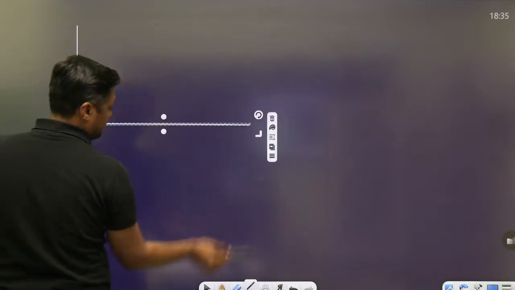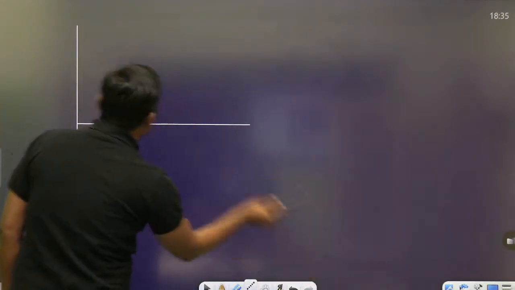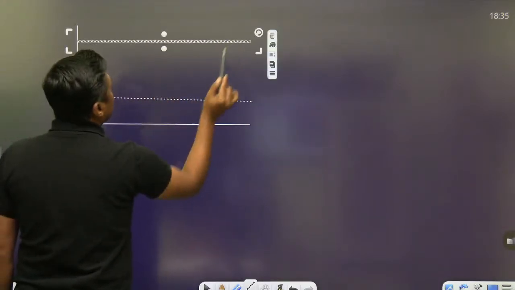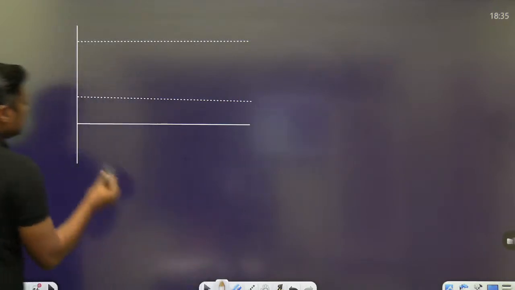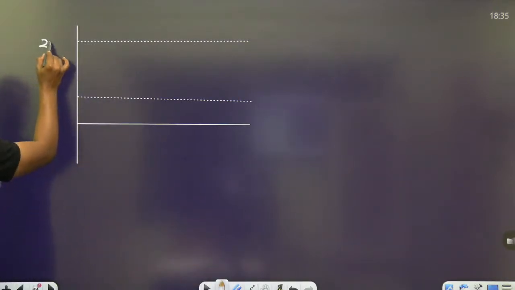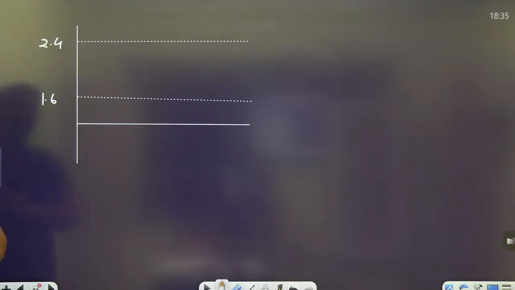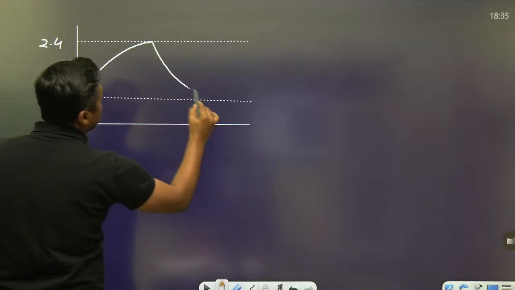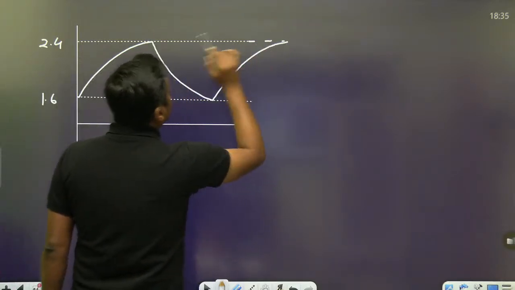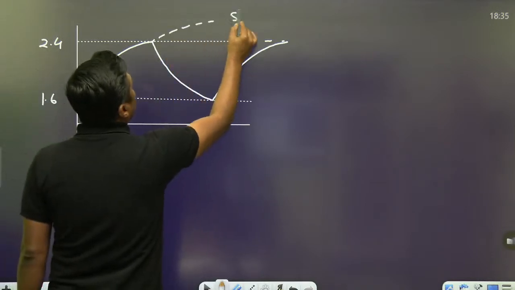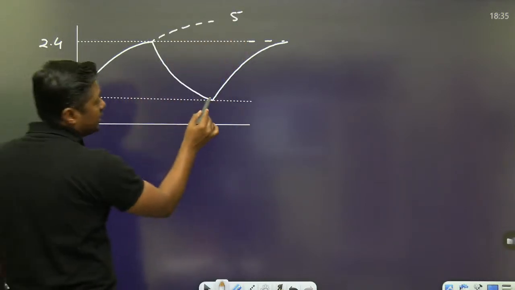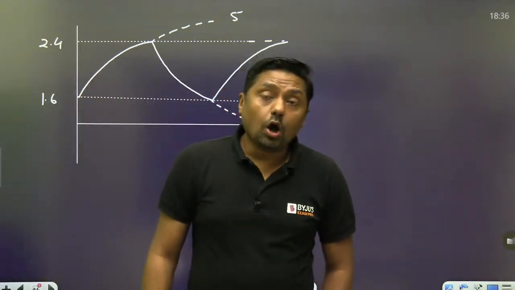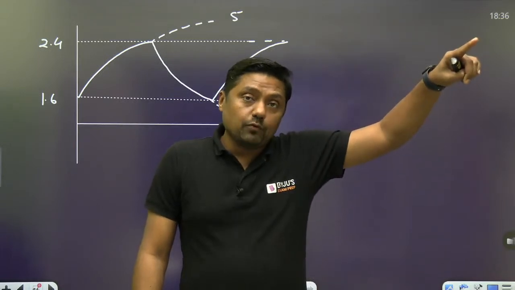This is 0 level. This is 1.6 volt. This is 2.4 volt. Right. Now the capacitor will charge between 1.6 and 2.4 volt. This is the upper threshold, lower threshold level. Now, so what is the voltage across the capacitor? Like this. Okay. It will charge towards what? 5 volt, because the maximum voltage is 5 volt, and it will discharge towards what? 0 volt. So what is the final value? 0 volt. Right.